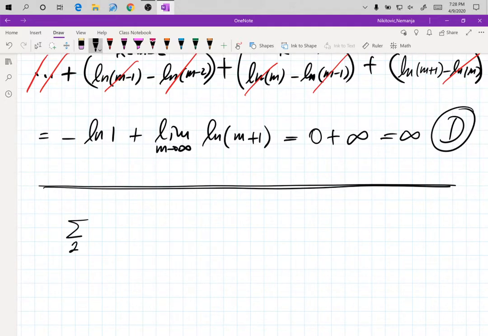Summation, let's start with 3. We haven't started with 3 yet. 3 to infinity of 1 over n squared plus 3n, or 2n.